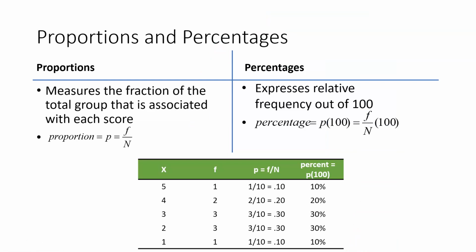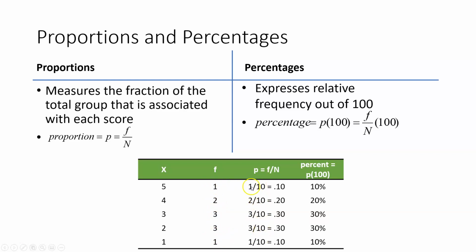We also need to understand the difference between the terms proportions and percentages. These are pretty intuitive words. You probably are already familiar with them, but a lot of people misuse the word proportion, so I want to articulate that for you here. Proportions measure the fraction of the total group that's associated with each score. So in this frequency distribution table, we have scores 5, 4, 3, 2, and 1, and we have the number of people who got each of those scores. The total number of people in this table is 10. If you add up 1 and 2 and 3 and 3 and 1, that's 10 people.